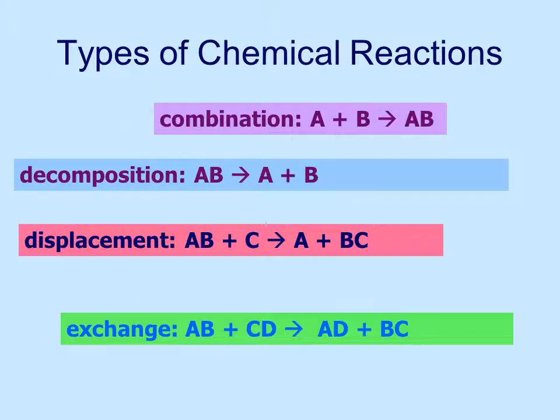Okay, let's take a look at types of chemical reactions. We can classify them in 4 basic types of reactions. The combination reaction, where 2 molecules go together to form a larger molecule. The reverse of that, the decomposition reaction, where a molecule breaks down into 2 or more smaller molecules. Displacement, where one molecule bumps a part of another molecule off. And the exchange, where molecules swap parts and end up with new compounds.